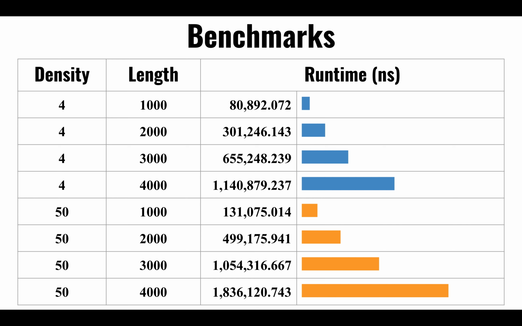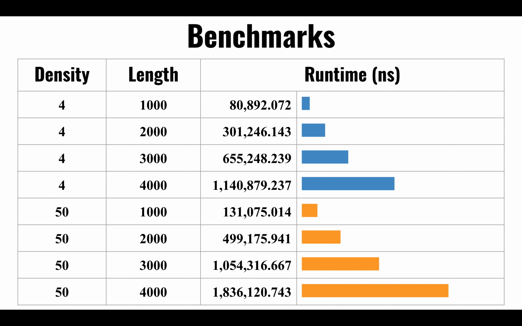We can even look at it in the numbers. Going from 1,000 to 2,000 more than doubles the time, from 80,000 nanoseconds to 300 nanoseconds. Going from 2,000 to 3,000 almost more than doubles, and going from 3,000 to 4,000 almost doubles the previous one. So that's really what's concerning, that it's exponential.